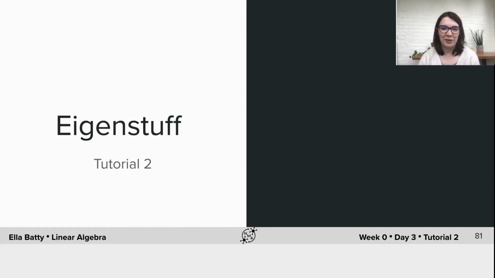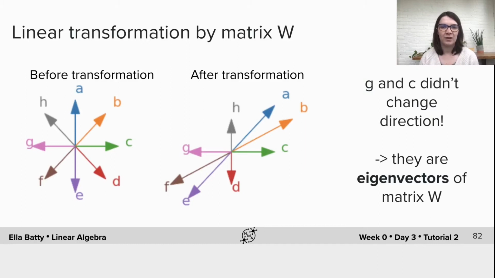In this section, we'll learn about eigenvectors and eigenvalues. So we've been talking a lot about the linear transformation done by a matrix W. Here I'm showing a bunch of different vectors before the transformation and then after the transformation. And most of these vectors are changing direction and length. They're sort of warping along an axis.